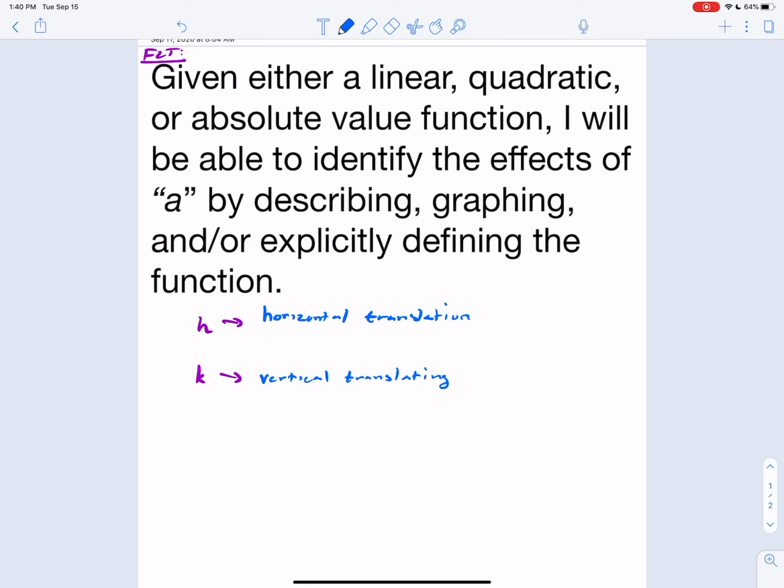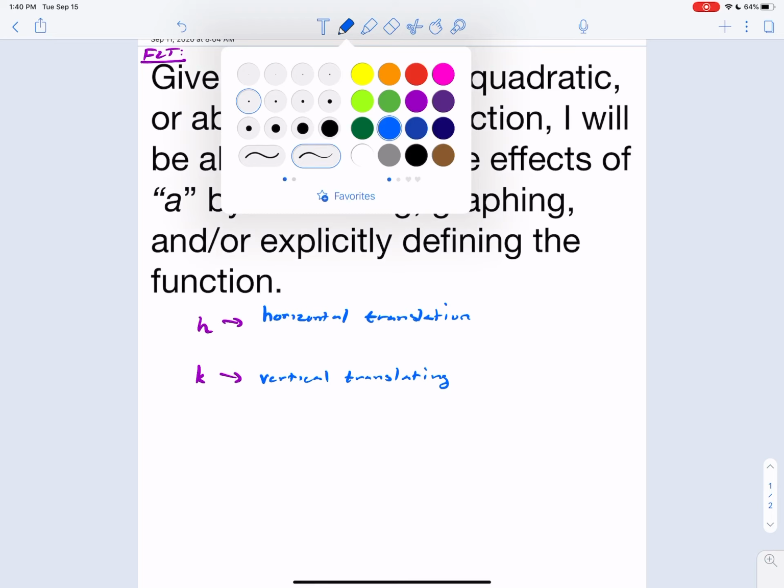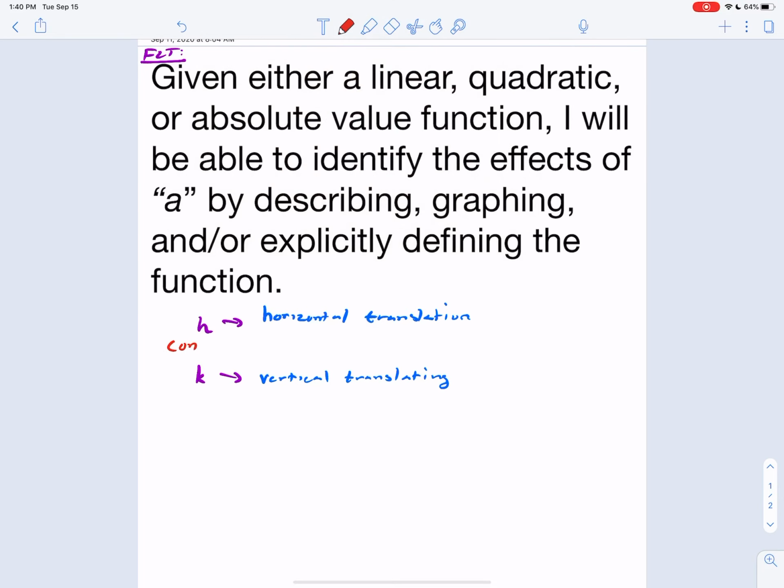Now, remember, h and k are constants. They're both constants. So how do you separate the two? We're going to write down that, remember, h is inside the function, k is outside. So if you're ever confused on which one is h and which one is k, remember h is always inside of the function and k is always outside of the function, all right?